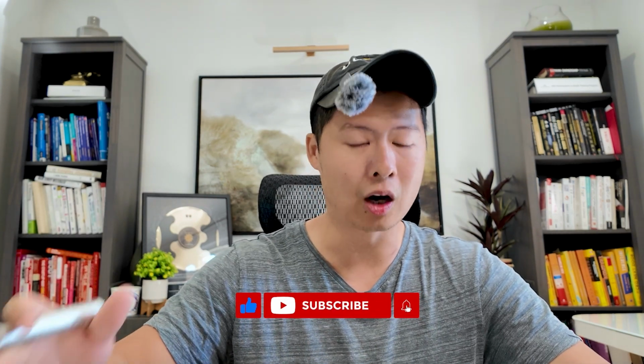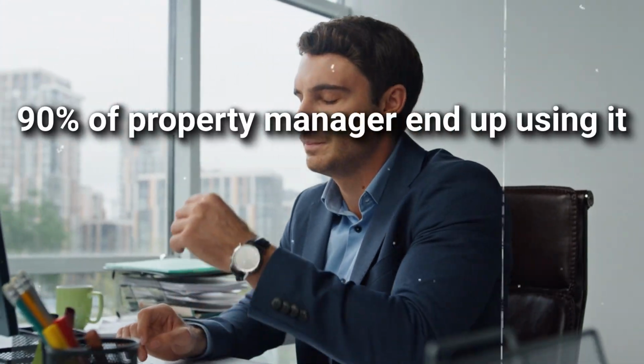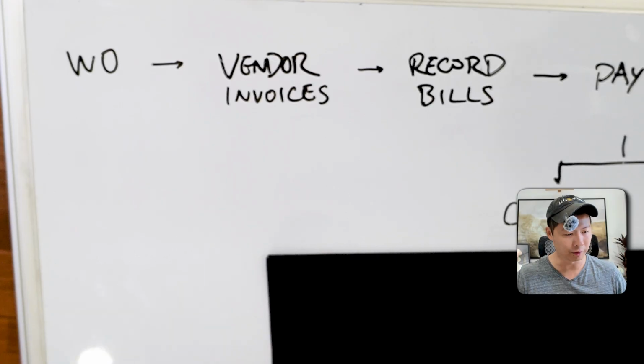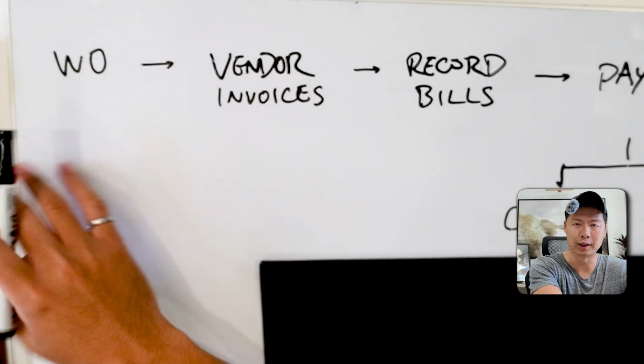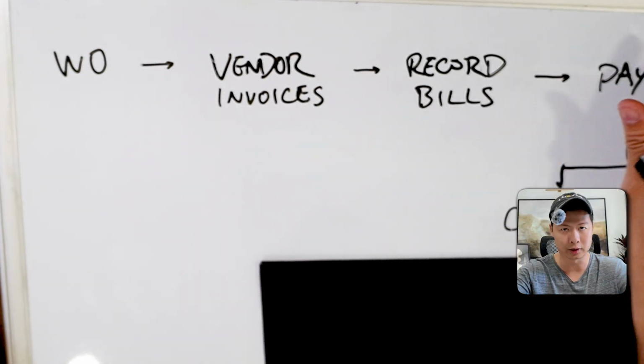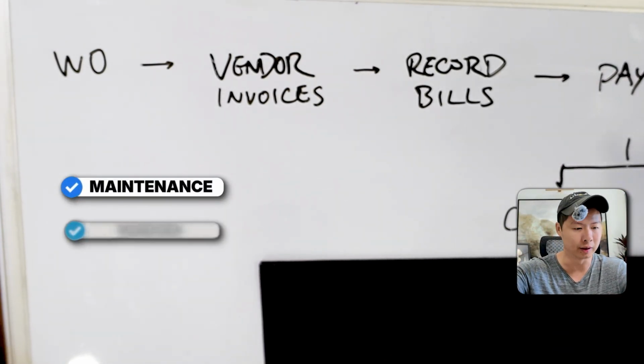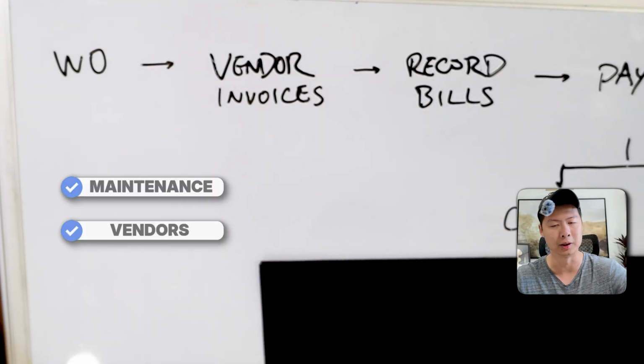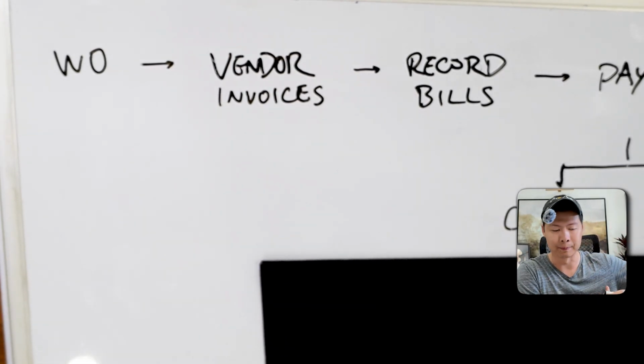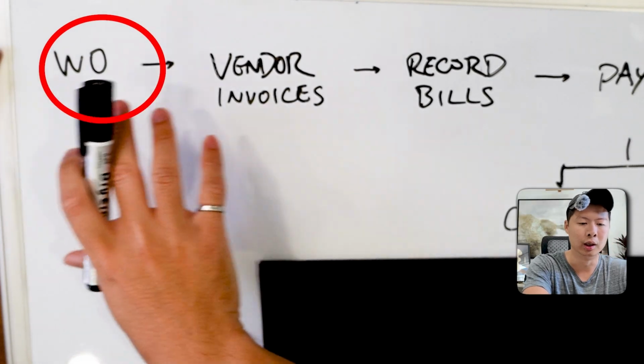To make this a little bit easier to understand, I'm going to walk you through exactly how the property management software wants us to use it, and why 90% of property managers end up using it differently. So start from the very beginning. We have a work order. Let's say the request comes in here. We schedule the maintenance guys, vendors, over to specific properties. Let's say this is all done.